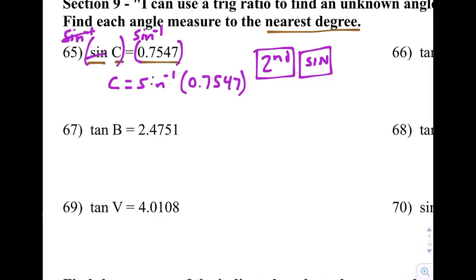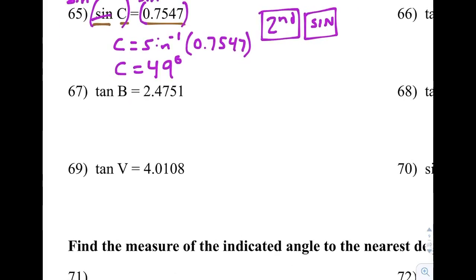Now it says round it to the nearest degree. I think it's pretty clear on this one that it's going to round up. So you're going to end up with 49 as your answer. So C is equal to 49. And all of these are going to be in degrees, so we are just going to put a little degree symbol right there, just like you were talking about temperature. So C equals 49 degrees, that's the angle. Let's try it for tan real quick, the tangent.